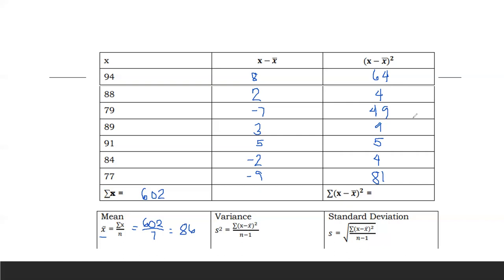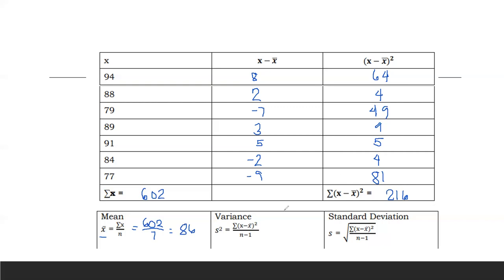Then i-add natin yan. That is 64 plus 4 plus 49 plus 9, plus 25, plus 4, plus 81, the total is 216. Double check lang natin. That is 64 plus 4, plus 49, plus 9, plus 25, plus 4, plus 81, is 216.